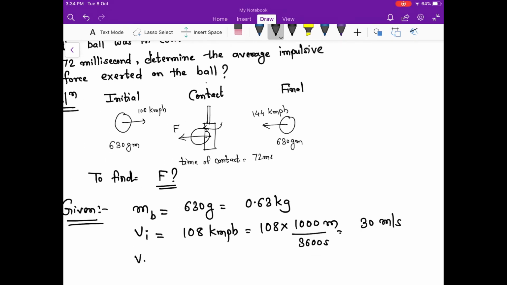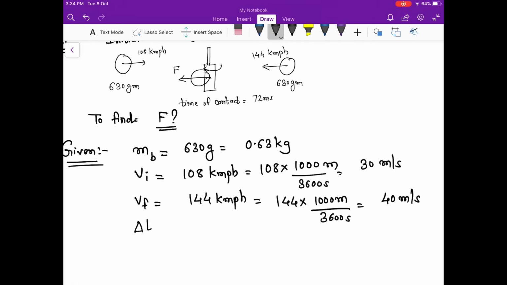The final velocity Vf is 144 km per hour, and after doing this conversion, 1000 meter by 3600 second, we will get 40 meter per second. And delta t, that is the time of contact of the bat with the ball, is 72 millisecond. If we convert this into seconds, that is 72 into 10 raised to minus 3 seconds.